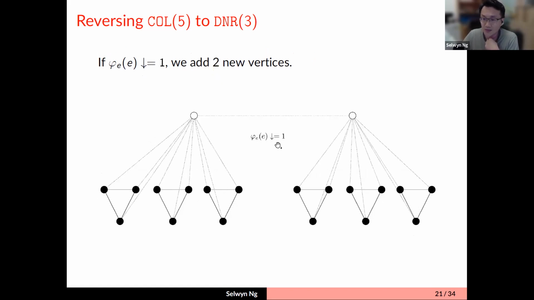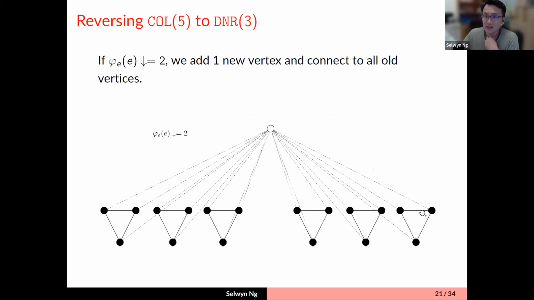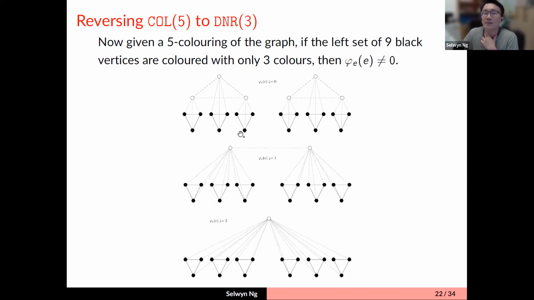If phi EE gives us 1, we just introduce 2 new vertices, and one of them connects to all the original nodes in the first set of triangles, and the second one to the second set of triangles. And if phi EE is 2, we simply add 1 new vertex and connect it to everything in the old set of nodes. So that is our graph, and it is easy to see that given any 5-coloring of the graph, we can decide a suitable value that phi EE cannot take.